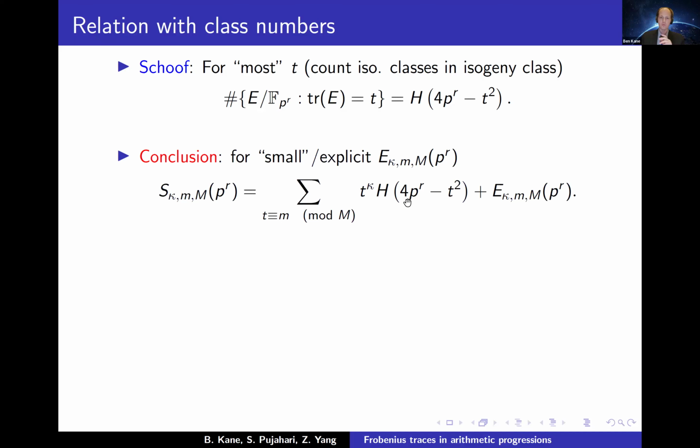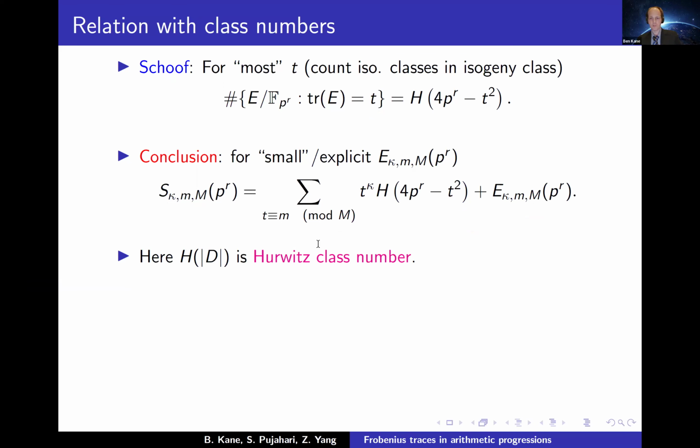So the sum over the elliptic curves that we're looking at turns out to be related to a sum of class numbers up to an error term, and that error term is just bad cases where Schoof's count doesn't exactly work. You get a slightly different answer. These are some exceptional cases like supersingular elliptic curves.